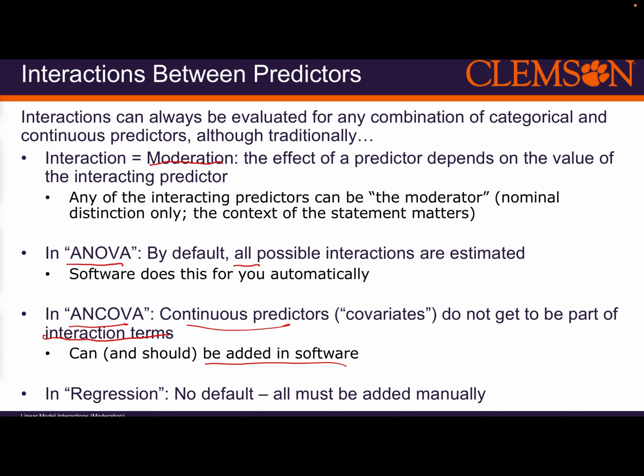And finally, if you're in the regression mode of software where everything is assumed to be a continuous variable or just variables that you have coded yourself, there are no interactions that are automatically entered into your model. There is no default. You have to enter them all manually. So take your flavor of what's easy depending on the situation you're in.